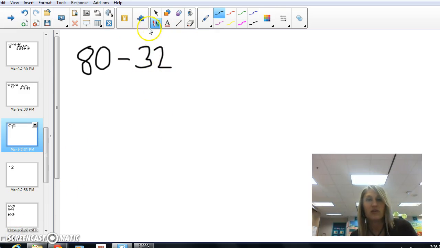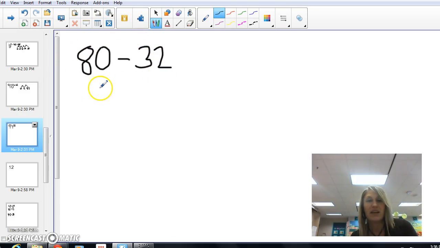32 isn't a single digit number like we did in the first example, so we can't just do single jumps. 32 obviously doesn't end in 0, so we can't just do jumps of 10. So what are we going to have to do? We're going to have to do both. Now don't get scared, because I know that you can do this. So let's take a look at this one step at a time.